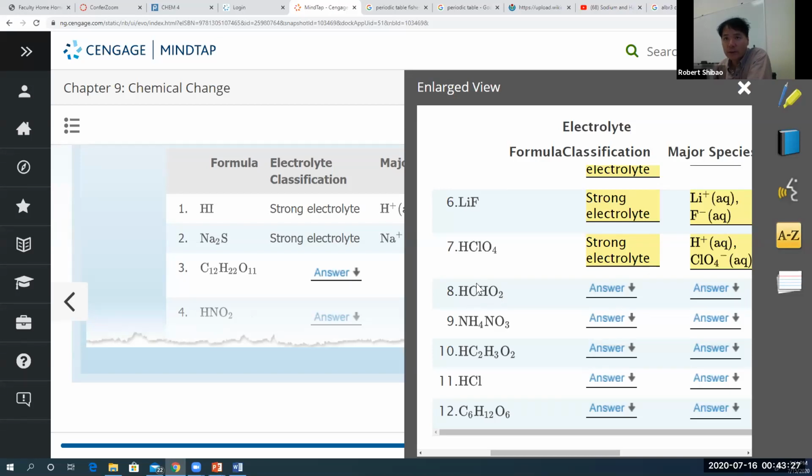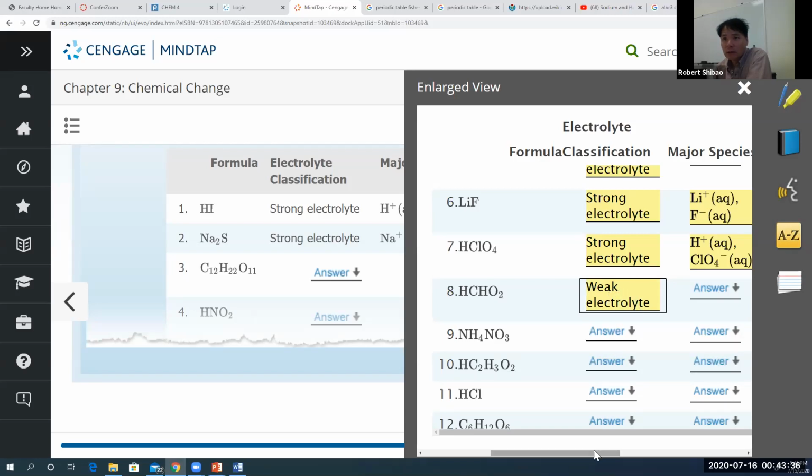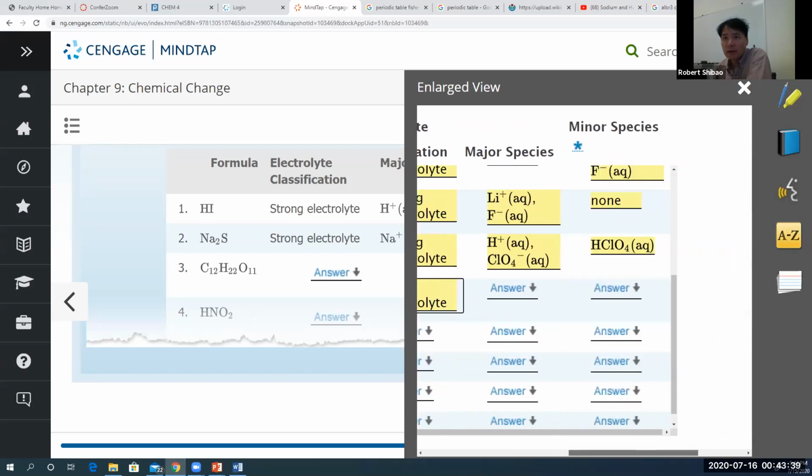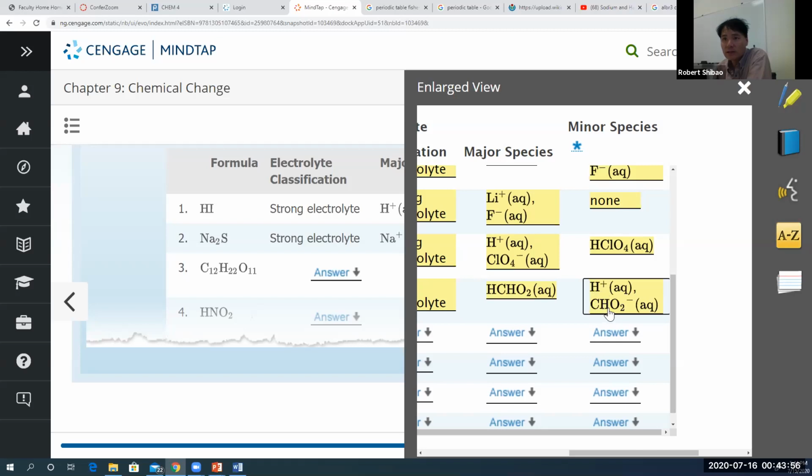This acid is called formic acid. And it's a weak acid, therefore it's a weak electrolyte. And weak electrolytes don't like to break up. And so the major species are going to just be the molecules of formic acid. The minor species will be, well, a few of these molecules will break up into H plus, and the CHO2 minus is called the formate ion. So H plus and CHO2 minus, which is formate ion.